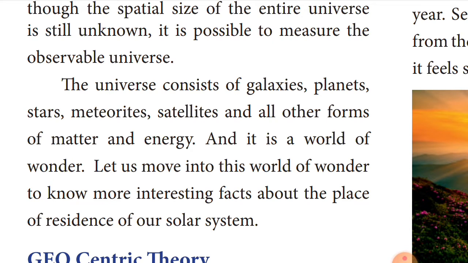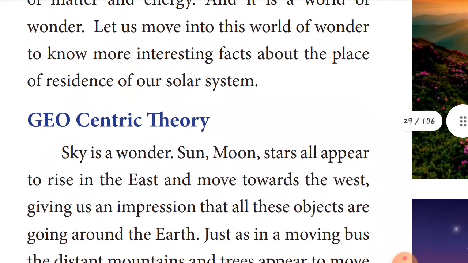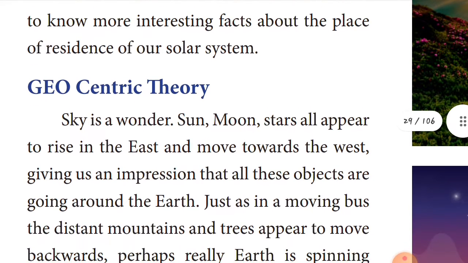They are accompanied in the what? Sky. And what is geo? This is about the place of residence in our solar system. What is GEO, children? Geocentric theory. In this geocentric theory, the sky is a wonder, and the sun, moon, and stars all appear to rise in the east and move towards the west, giving the impression that all these objects are going around the earth.